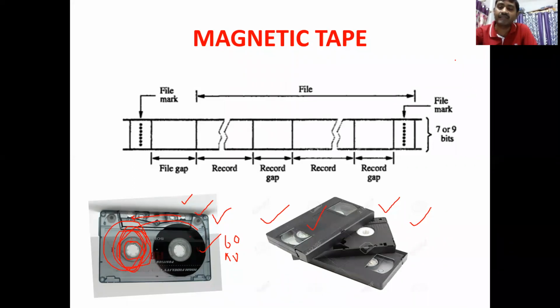It is a magnetic strip, a black magnetic strip. The entire data will be stored over there. That is what a magnetic tape is. So see here, the record gap, and the record gap based on that.